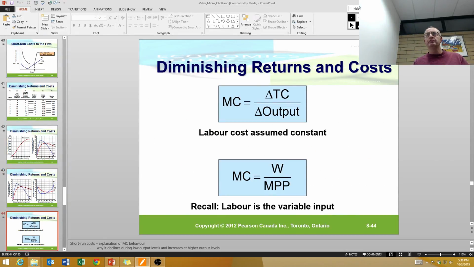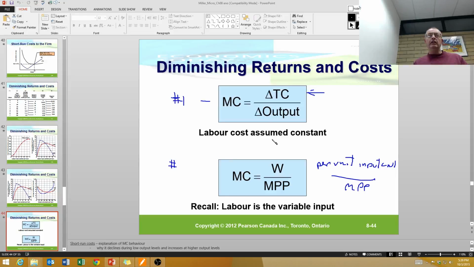Okay, so to calculate marginal cost, we have two formulas. Formula number 1 is the one that we looked at in the first half of this chapter. Marginal cost is change in total cost divided by change in total output. And then formula number 2 is the one that we've just looked at here. Marginal cost equals the per unit input cost divided by marginal physical product.